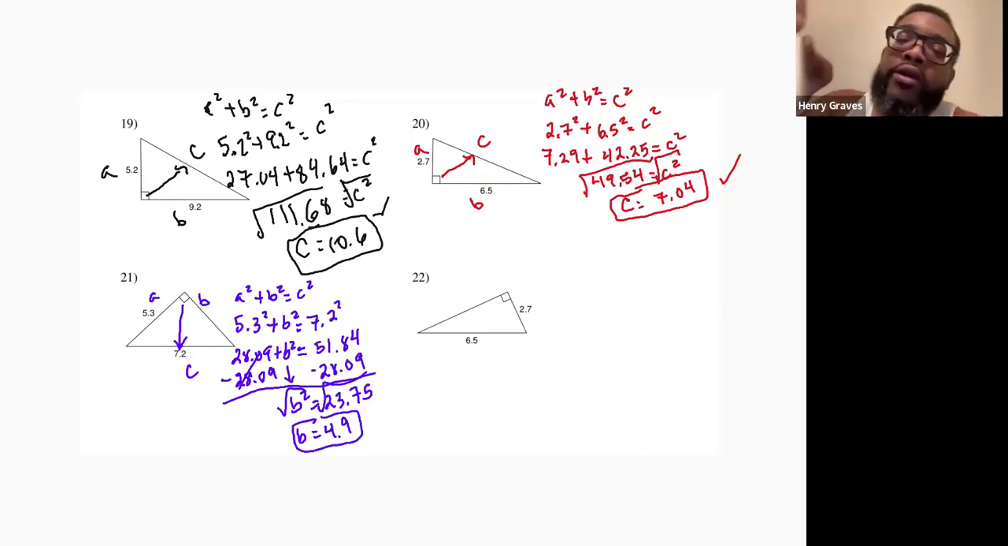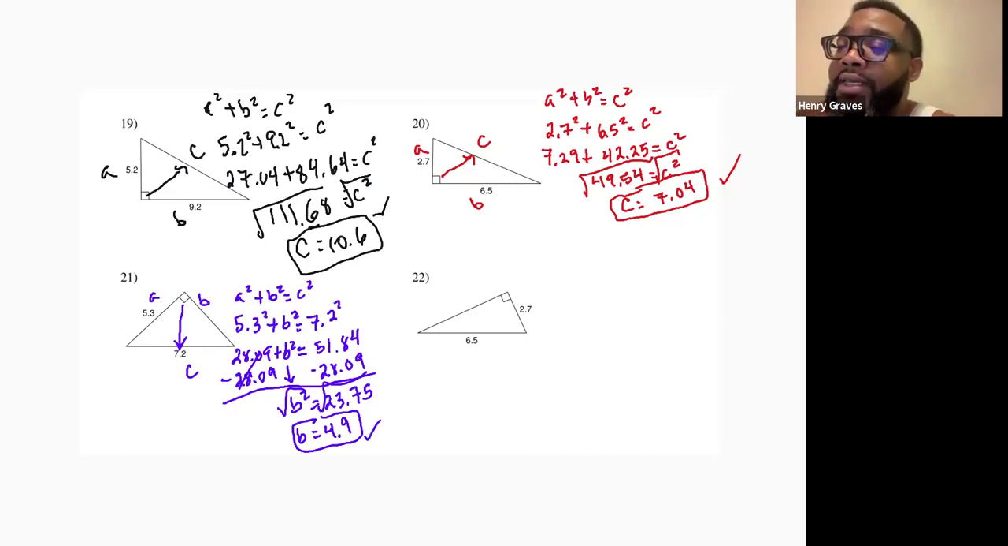All right, here we go. 22. The last one. Thank God, right? Again, double click across. This is A, this is C, and this is B. Hope y'all can't see my notifications popping in because that would be really embarrassing. A squared plus B squared equals C squared. 2.7 squared plus B squared is going to equal 6.5 squared.